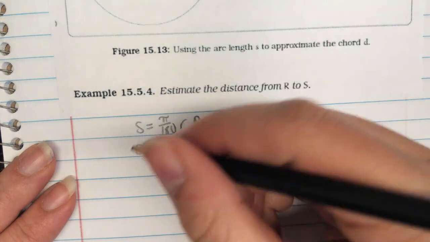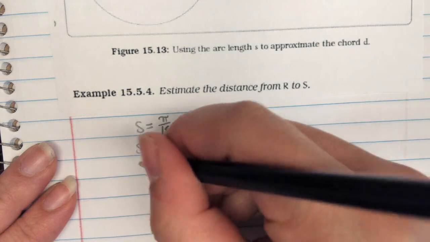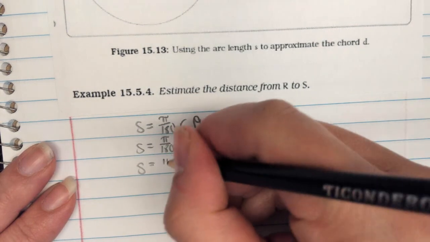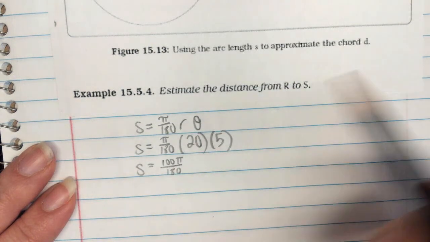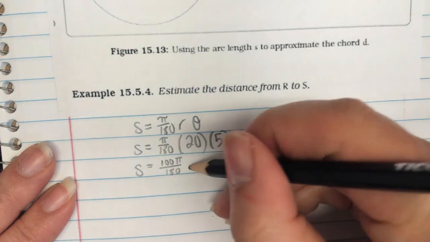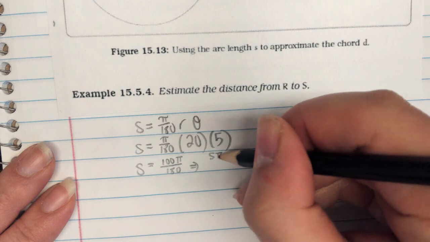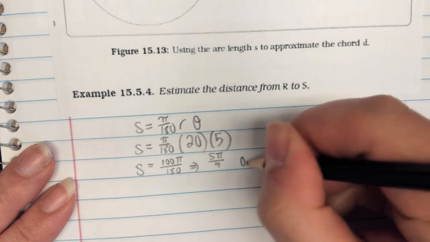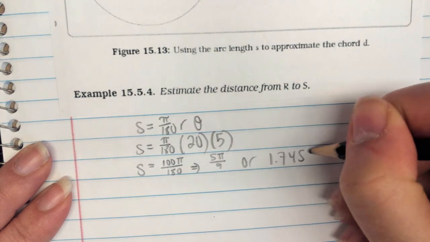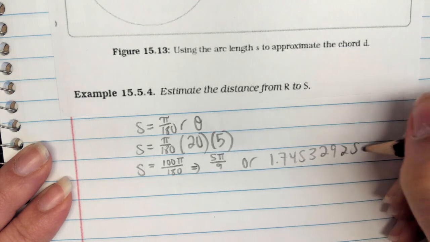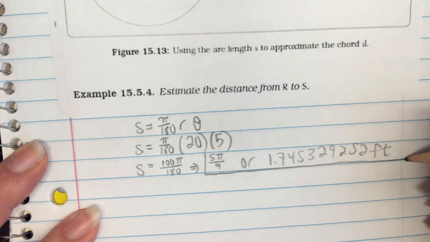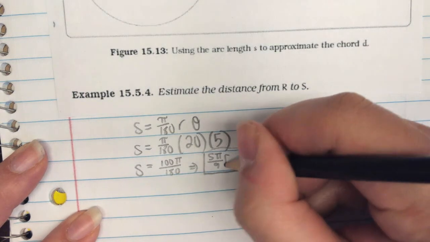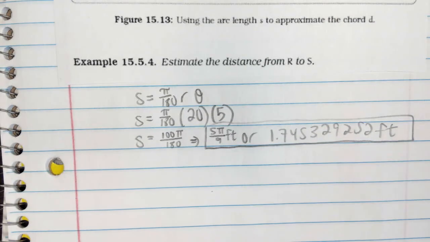So when I simplify this out, this is going to end up being 100 pi over 180, right? Because 20 times 5 is 100, and then, yeah, there's that. And this is going to end up being 5 pi over 9, or 1.7453292252 feet. And I'm going to say feet because that's the unit of measure that we're in. And this should be in feet as well, okay? And this is that straightforward.